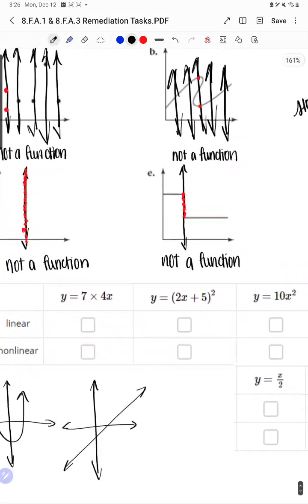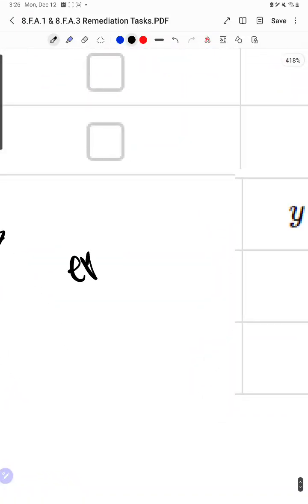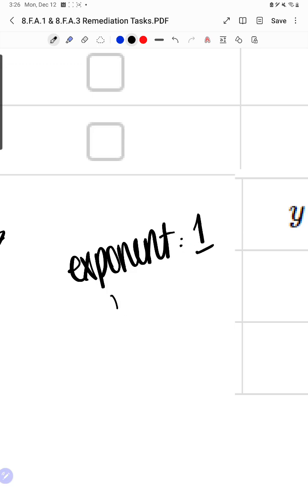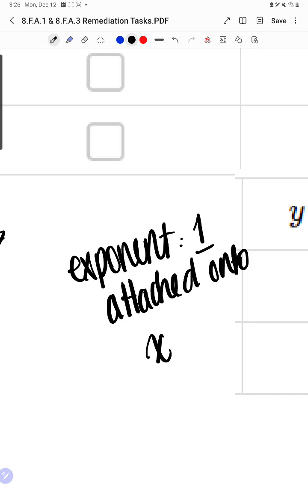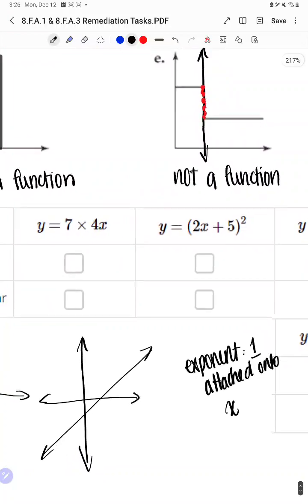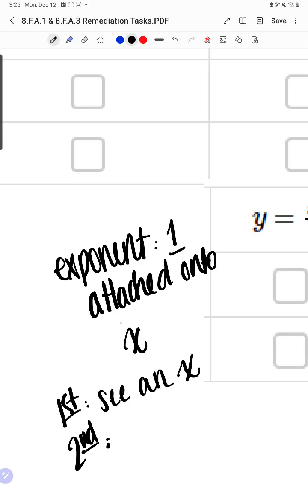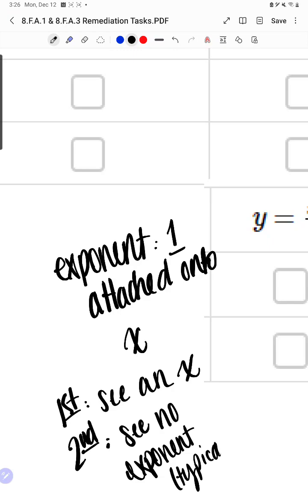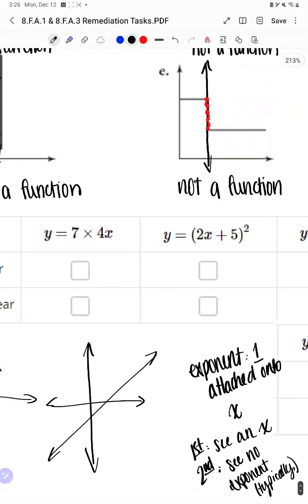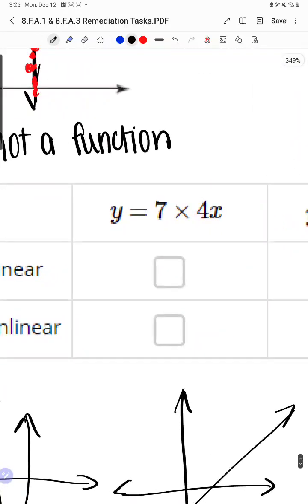So what makes something linear? Well, what makes something linear is when we have an exponent of 1 attached onto our x value. Essentially, that means that first you see an x, and second, you might see no exponent. Sometimes they might say exponent of 1 right next to that x, but typically you'll see no exponent. So let's take a look at this one right here.